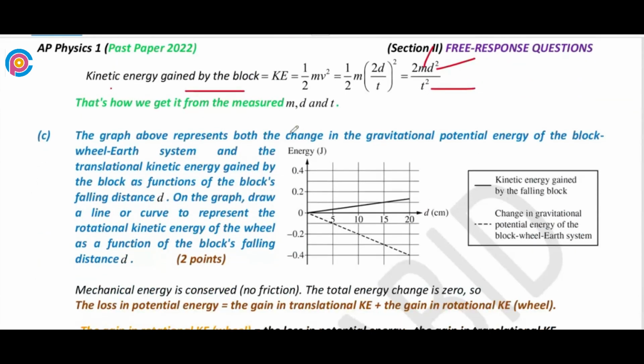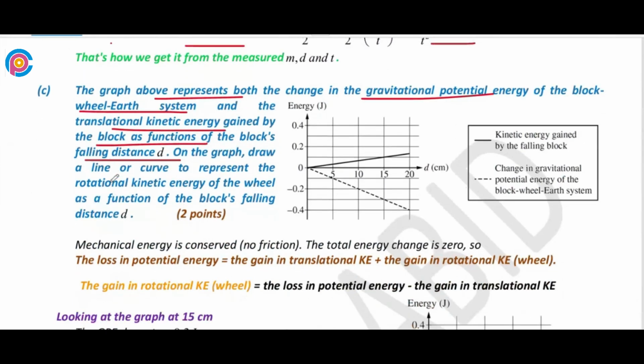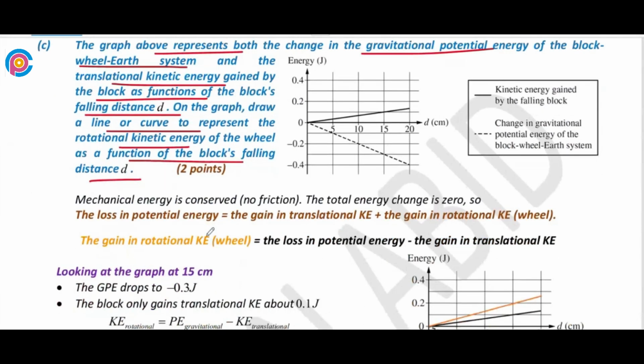Okay, the graph above represents both the change in gravitational potential energy of the block-wheel-earth system and the translational kinetic energy gained by the block as a function of the block falling through distance d. On the graph, draw the line or curve to represent the rotational kinetic energy of the wheel as a function of the block falling through the distance d. Okay, the mechanical energy is conserved, no friction is there, so the total energy change is zero.